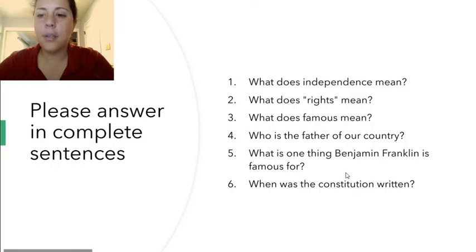Let's look at number 1 together. What does independence mean? When you write your answer in the comments, please remember to write a complete sentence. A sentence has a subject, verb, and object, okay? Number 1, what does independence mean? Please write your answers in the comment section. Number 2, what does rights mean?